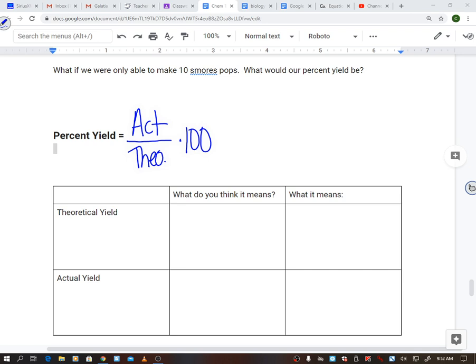All right, so normally this is where I would ask you guys in class, what does it mean? What do you think theoretical means? You have to think of the word theory, in theory. So it means what we should make in a perfect world, theoretical yield.